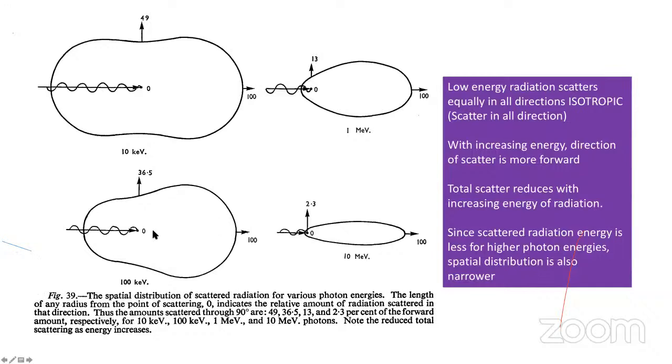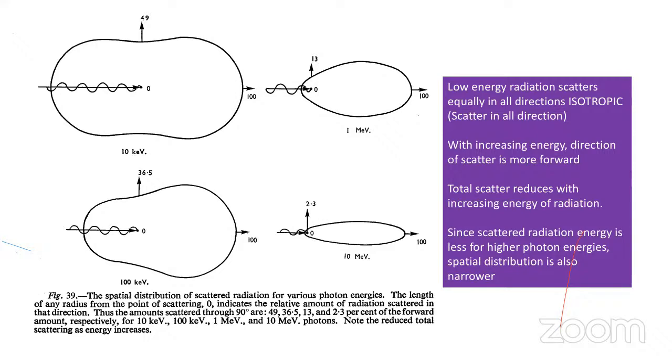As we increase the energy, it is more in the forward direction. And because we showed earlier that scattered radiation energy is less for higher energy photons, the area is also smaller. So you have less scatter with high energy photons, and it is more in the forward direction. This is very important to understand why you get skin sparing. What is the importance of megavoltage radiation? Megavoltage radiation as compared to kilovoltage will have less photoelectric effect and more Compton effect.